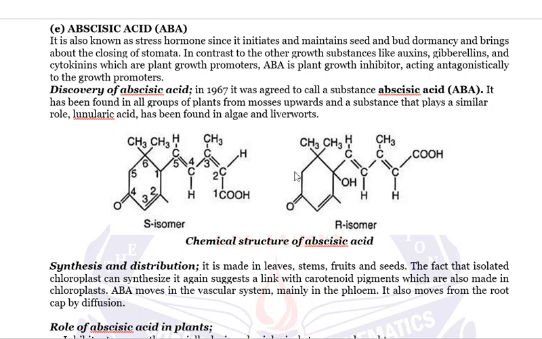So here we have the chemical structure of abscisic acid, and as you can see, we have the cyclohexene ring, and from this cyclohexene ring we have the attached carboxylic acid chain. Here is the S isomer, here is the R isomer, and as you can see, here you have carbon number 1, 2, 3, 4, 5, 6, and then we have the attached carboxylic chain where we have carbon number 1, 2, 3, 4, and 5. So here is the S isomer and here is the R isomer of our abscisic acid structure.